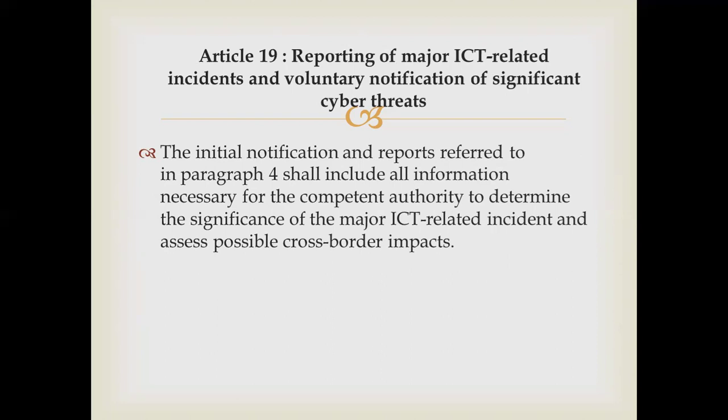Now, all right, the initial notification and report referred to in paragraph 4 shall include all information necessary for the competent authority to determine the significance of the major ICT incident and assess possible cross-border impact. So you can't hide information. That's what this is saying. When you are submitting your report on the major ICT-related incident that happened in your financial entity, give the competent authority all the information they will need to determine the significance of that incident and whether that incident will not be localized. We all know, right?